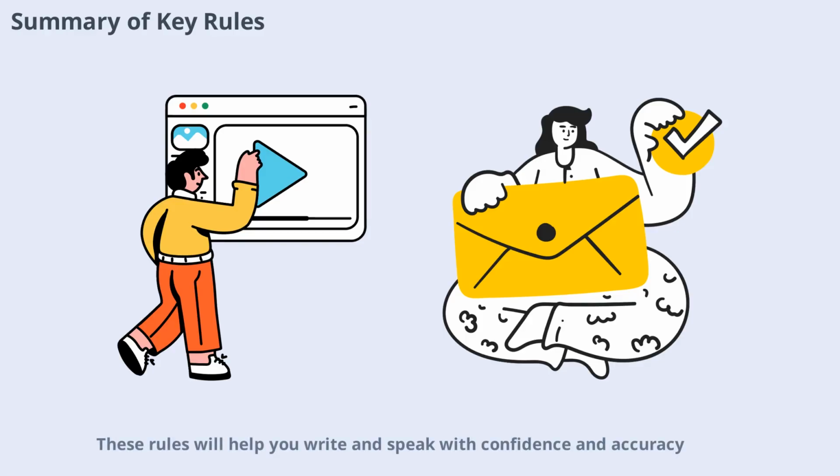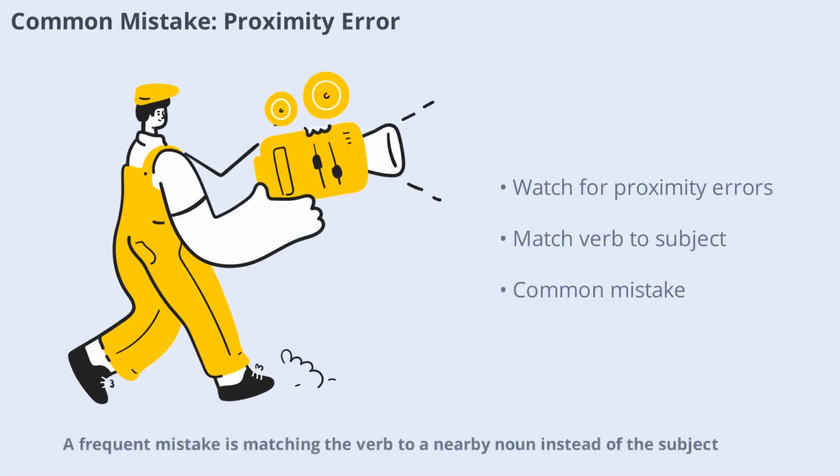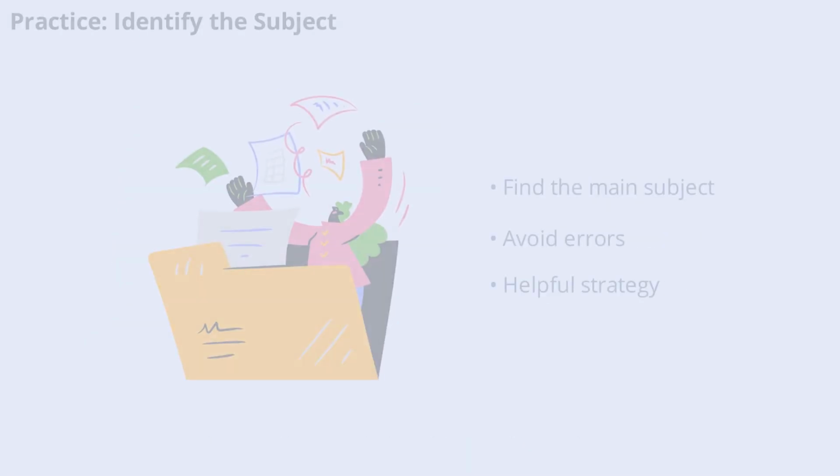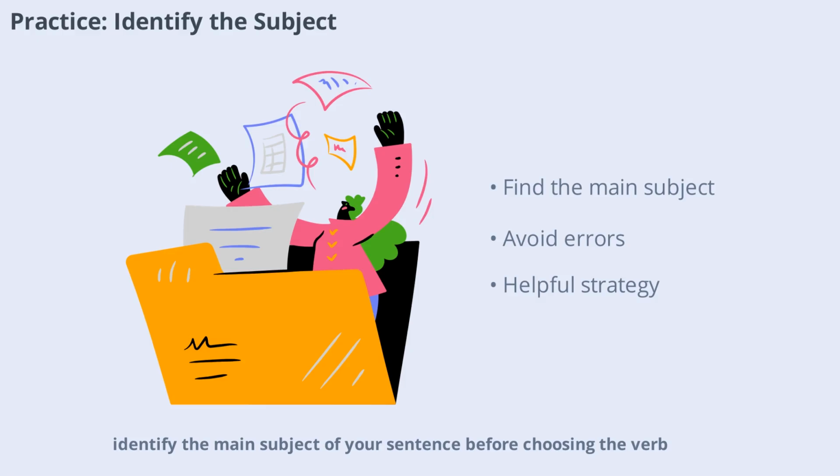These rules will help you write and speak with confidence and accuracy. A frequent mistake is matching the verb to a nearby noun instead of the subject. For example, "the bouquet of flowers are beautiful" is incorrect. The correct sentence is "the bouquet of flowers is beautiful" because bouquet is the subject, not flowers. When in doubt, identify the main subject of your sentence before choosing the verb. This step helps you avoid errors, especially in complex sentences with extra phrases or clauses.